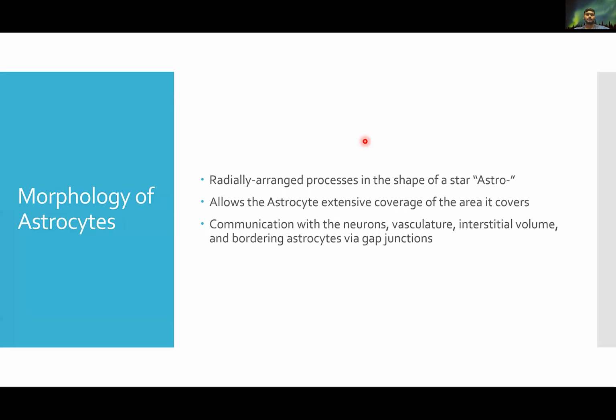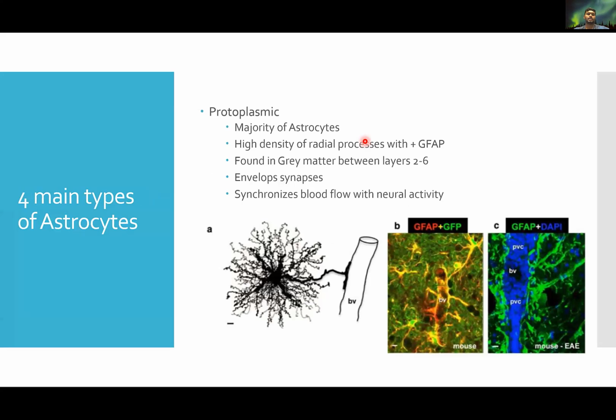So I mentioned before, there is very little overlap in the domains, except at the very edges where there's communication between astrocytes via these gap junctions. There are four main types of astrocytes. One is protoplasmic, and this is the majority of astrocytes. As we can see in this picture, these are very close to blood vessels, right? These are all different astrocytes, and they all have these little end feet processes going to the BV, the blood vessel. It's a very nice histological image to show what they do.